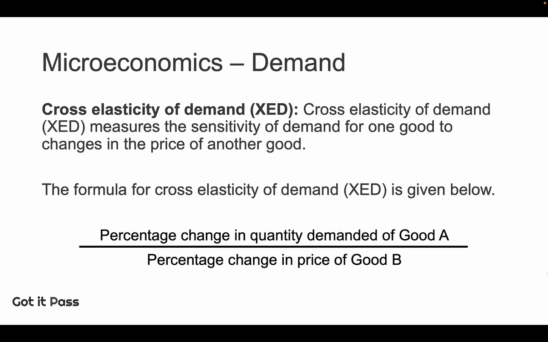So here is the formula for cross-elasticity of demand: the percentage change in quantity demanded for good A divided by the percentage change in the price of good B. So the independent variable is the price of good B, and we see how sensitive the quantity demanded of good A is to its change. So the quantity demanded of good A is the dependent variable.